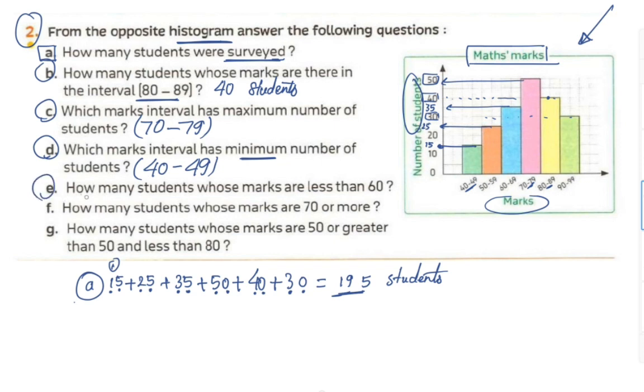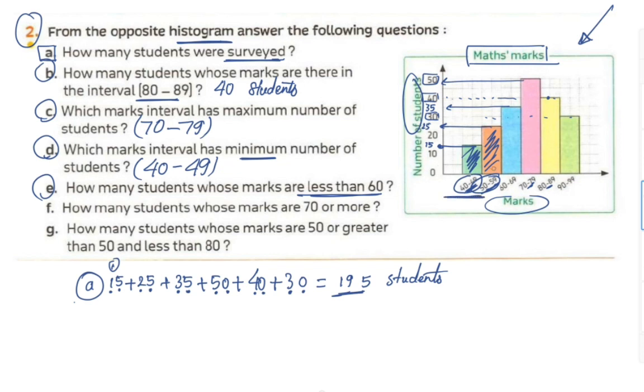E. How many students whose marks are less than 60? Less than 60, that means start from what? From 59. Where's 59? Here. And less than, we take these two intervals. This column and this column. Okay? Because he said less than 60. Less than 60, these two intervals.